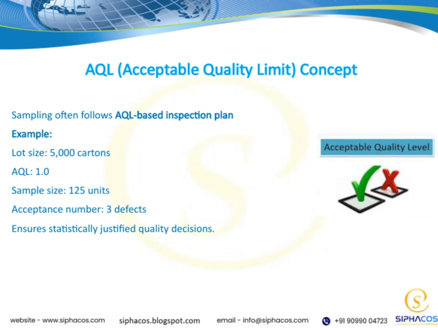This approach ensures that our quality decisions are statistically justified, meaning they are backed by solid data rather than just visual inspection. It helps us balance the risk of passing defective products with the costs and effort involved in inspecting every single item. So, in essence, the AQL-based sampling plan gives us a practical, reliable way to maintain quality standards across large production runs, connecting directly to our overall goal of consistent, quality products for our customers.